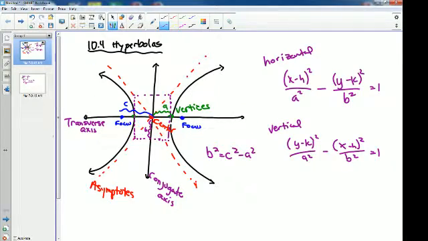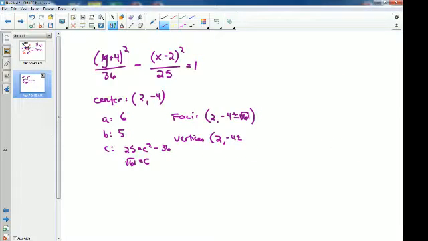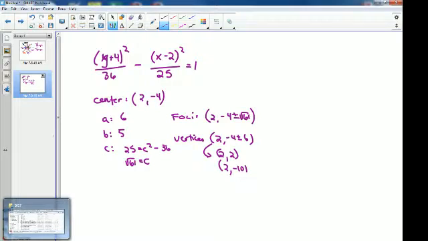Vertices are A. So it would be 2, 2 and 2, negative 10. Those are what that means. And this is just plus or minus 6 on the vertices, because it's dependent on the value of A. Right.